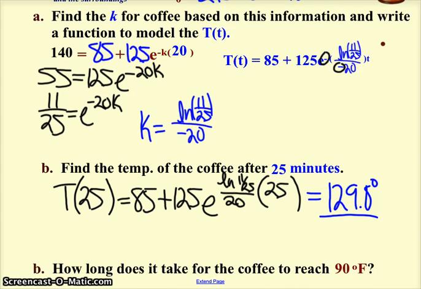How long does it take the coffee to reach 90 degrees? So at this point, you're talking about getting pretty close to room temperature. And this also assumes that it's just sitting there, right? You're not stirring it, you're not blowing on it, that kind of stuff. Just sitting there and doing whatever. This will be that kind of problem where I'll have to solve for the exponent t.